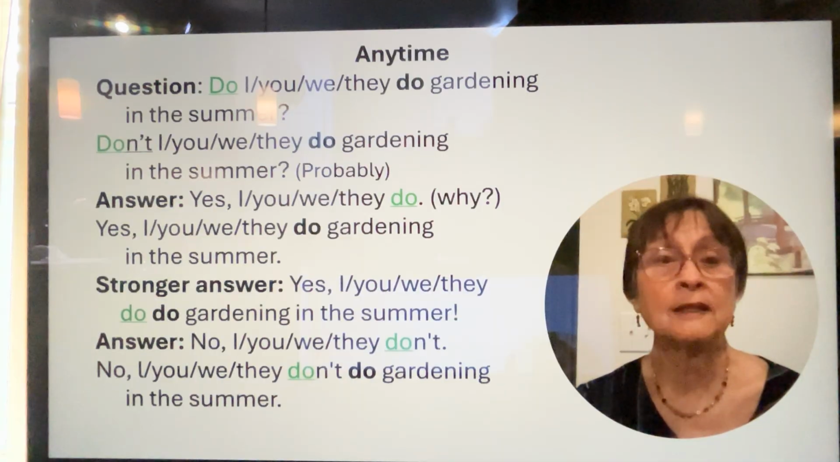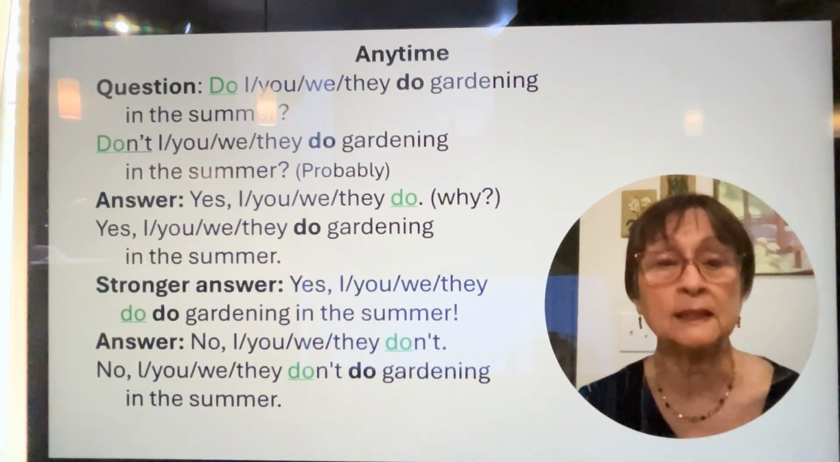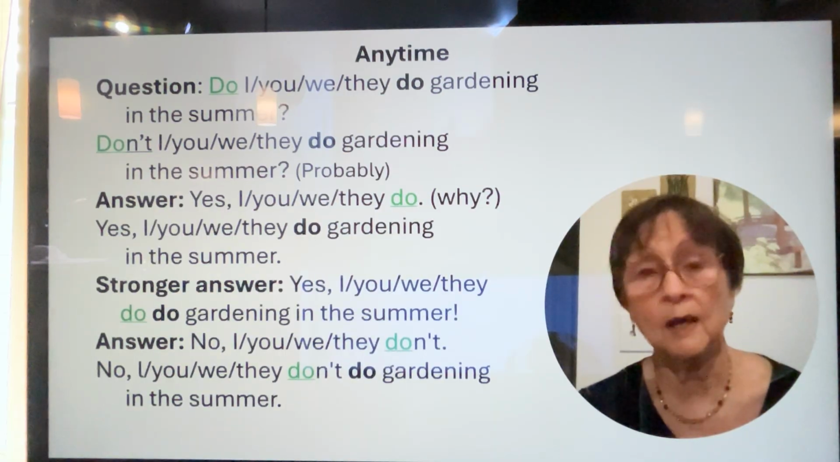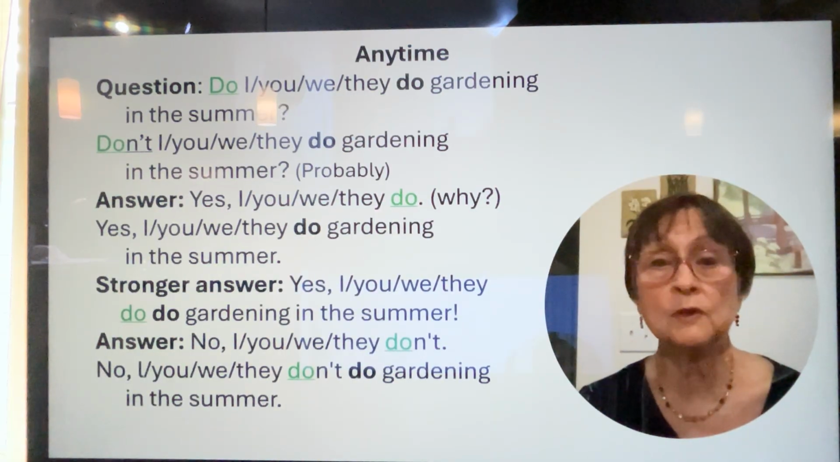Yes, I do. Yes, you do. Yes, we do. Yes, they do. Why is it in green? It's because it's not the main verb. I could do the same thing if I said, do you swim in the summer? Yes, you do. Yes, I do swim. The verb would be swim. Do is just the helper.